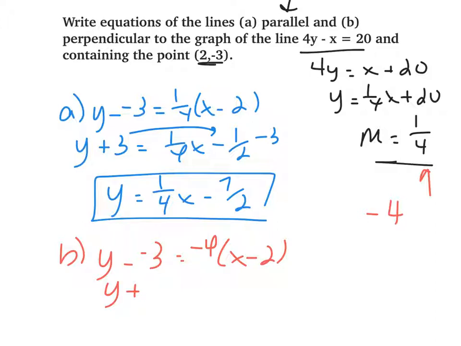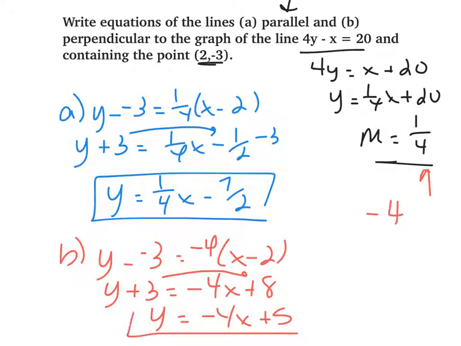So over here I have a y plus 3. Right hand side a -4x plus 8. And then my last step is just to take the 3 over here, make it -4x plus 5. And that's my perpendicular one.